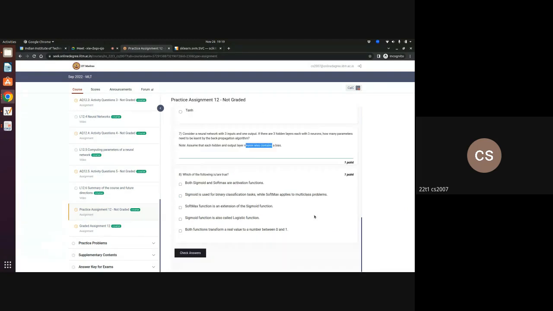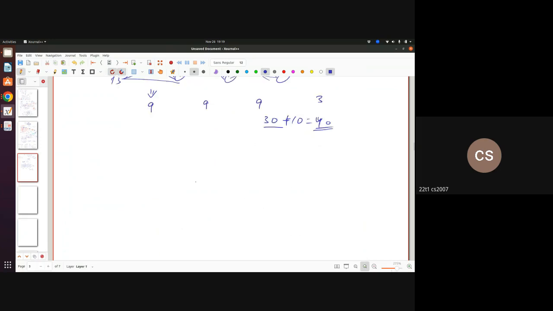Okay. So this question is on sigmoid and softmax. So sigmoid you are aware of, right? Sigmoid function, 1 over 1 plus e to the minus z. Sigma of z is equal to this. And it gives you values between 0 and 1, right? Between 0 and 1.